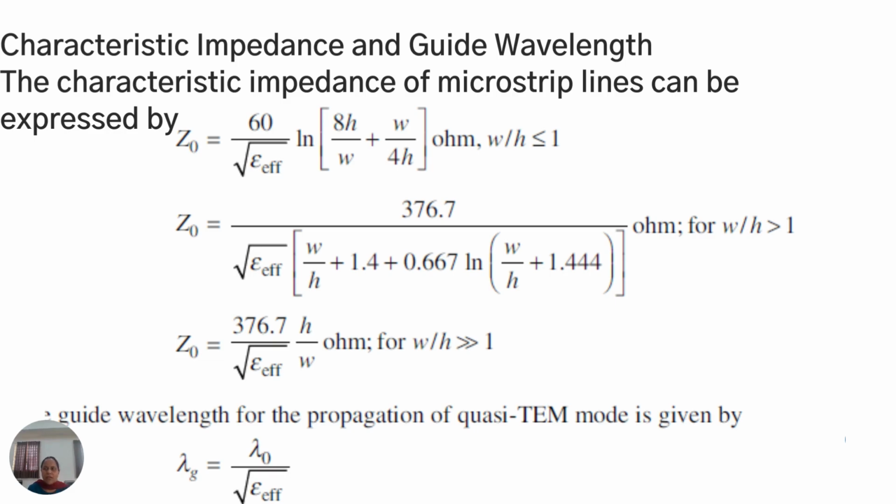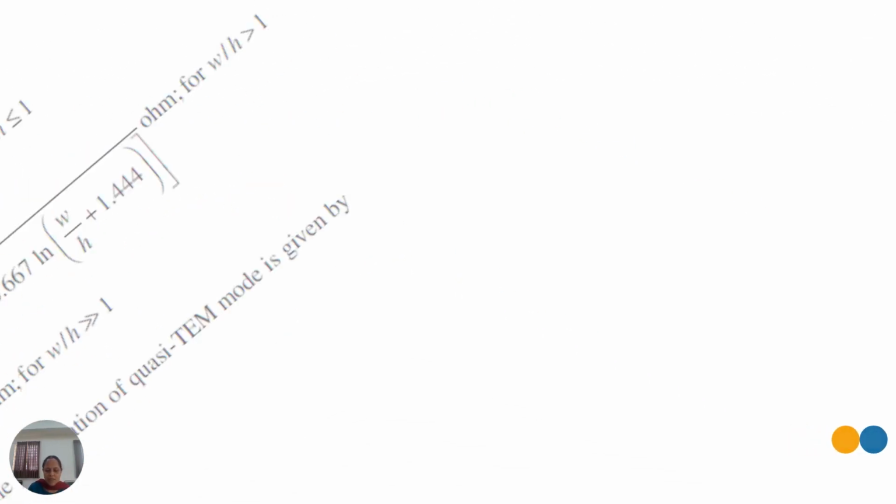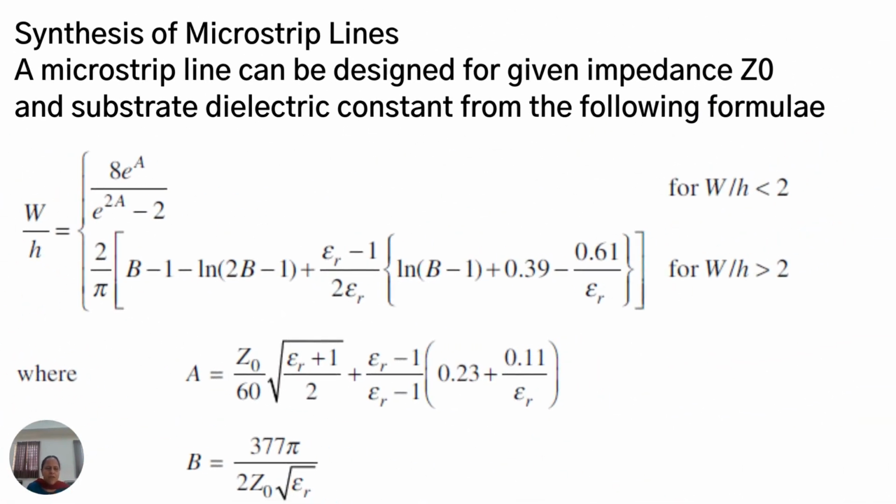Again, here also the two conditions are holding good: W by H less than or equal to 1, and W by H greater than 1. And for W by H very much greater than 1, another Z0 formula is there. And how do we find the guide wavelength lambda g? That is nothing but lambda naught by root of epsilon effective.